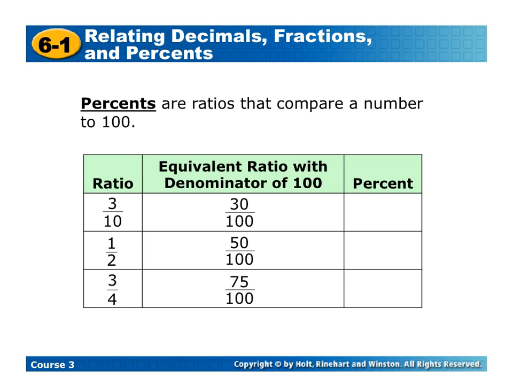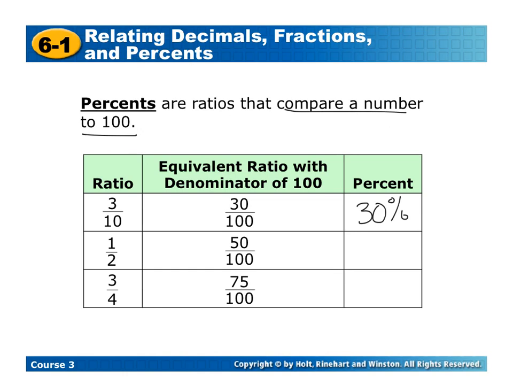If you remember in the last unit, we were talking all about ratios. Well, percents are just another form of a ratio, but the difference is that they're always going to compare a number to 100. So here, the ratio might be 3 out of 10. Well, really it's the same as 30 out of 100, or 30%.